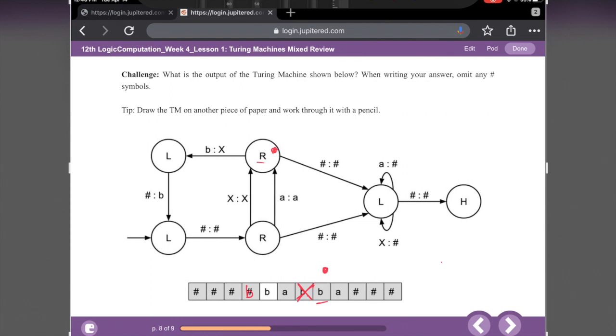Okay, now we see a B. It says if you see a B, you can replace it with an X, and then go to the left. Okay, so let's do that. Replace it with an X, and then go to the left. There we are. Now we're going to continually go to the left until we see a pound sign because there's nothing else to do. So that'll take us all the way over here.